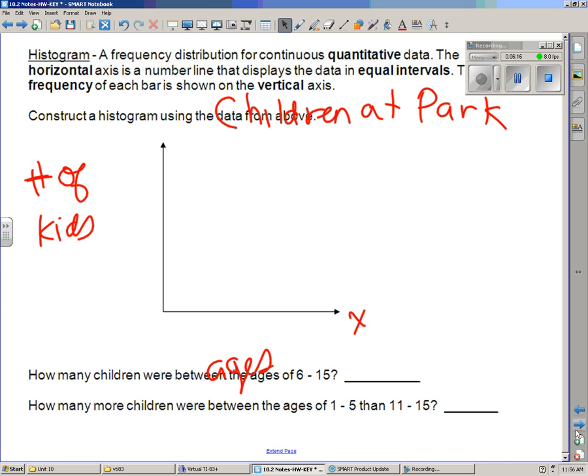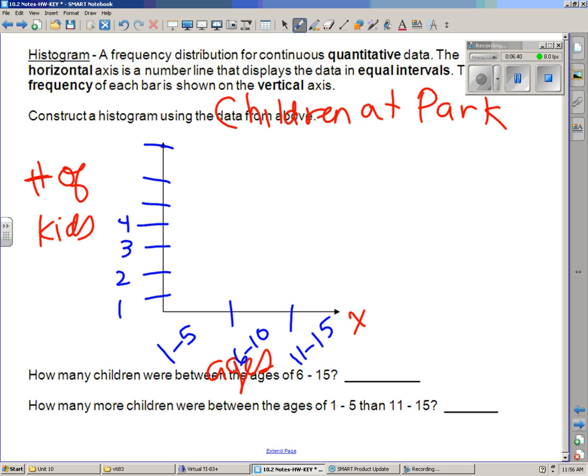Well, for the equal intervals, we know that there were 3. So I'm going to take my x-axis and split it up into 3 what looks to me like equal intervals. And these would be all my kids that were between 1 and 5 years old. These would be my 6 to 10 years old. These would be my 11 to 15-year-olds. I know that my highest frequency was 7, so there's no reason why I can't just count by ones. 1, 2, 3, 4, 5, 6, 7.